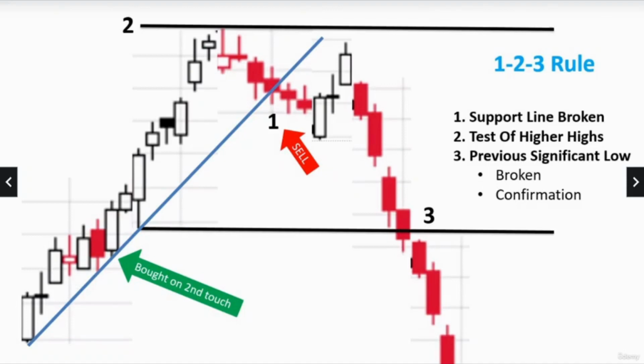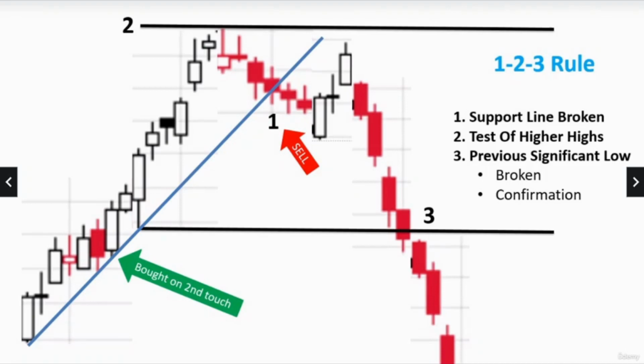And then number 3 is where you look at where the previous significant low was, and this could have been higher up on the trend line, but not in this example. The previous significant low that approached the trend line is where you draw a line straight across. That'd be your number 3. And once that's broken, then you have real definite confirmation that this is not just a temporary thing, it's a definite thing as far as a turnaround.